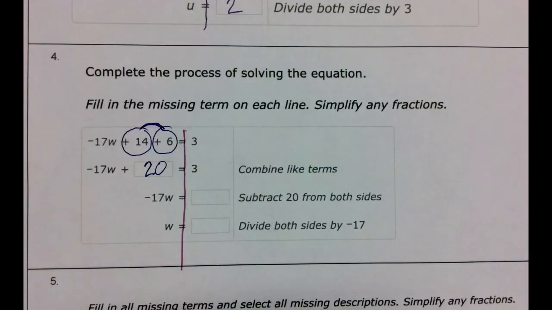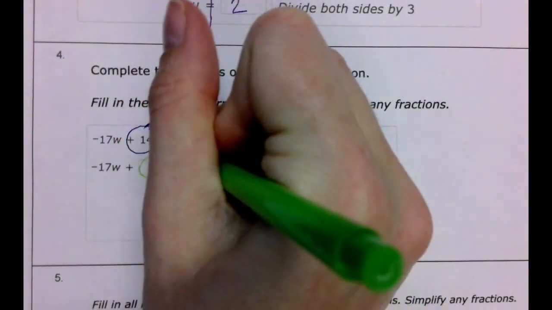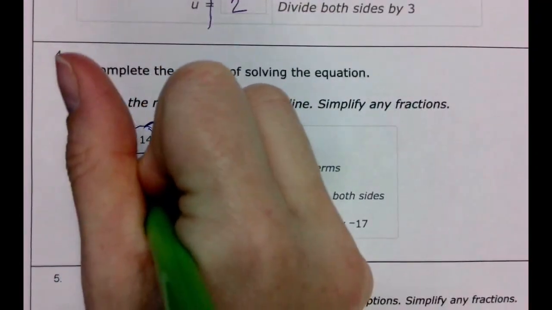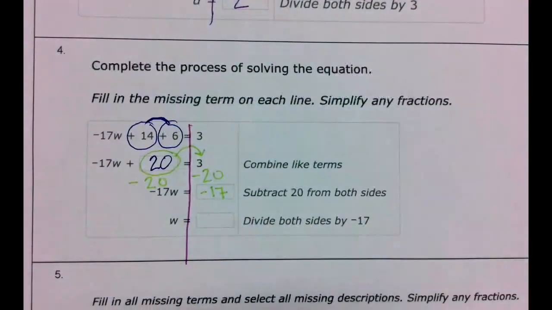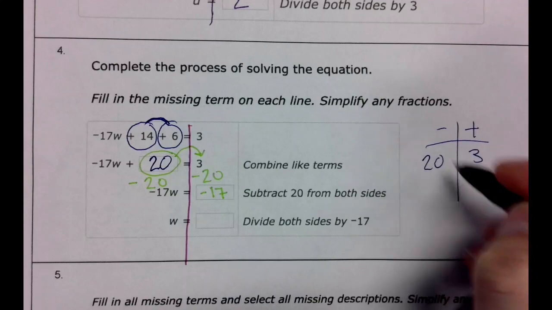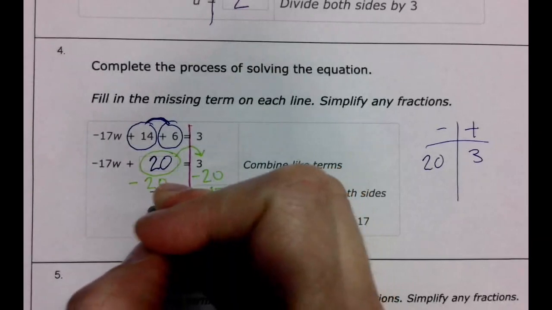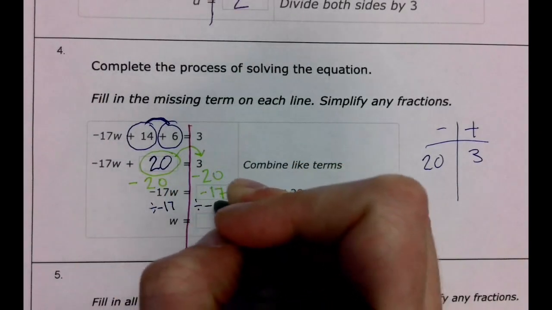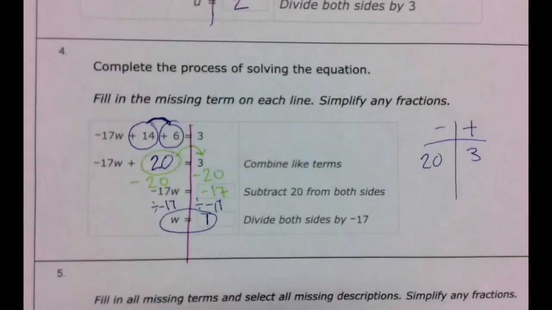Then now I want to say, okay, let's move that 20 over to the other side. The inverse of plus 20 is minus 20. That gives me negative 17. 3 minus 20, they're on opposite trees, or on opposite sides of the line. Let me just show you, sorry. Subtract them, keep the sign of the 20 because it's bigger. Divide both sides by negative 17, and that gives us a positive 1 as our answer.